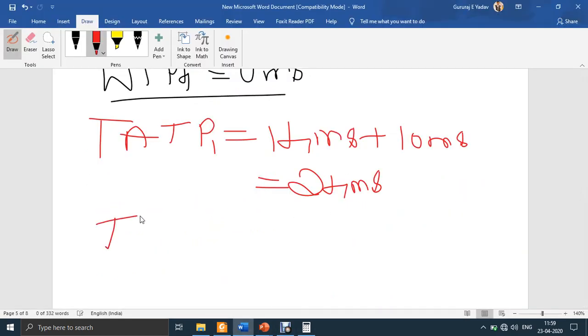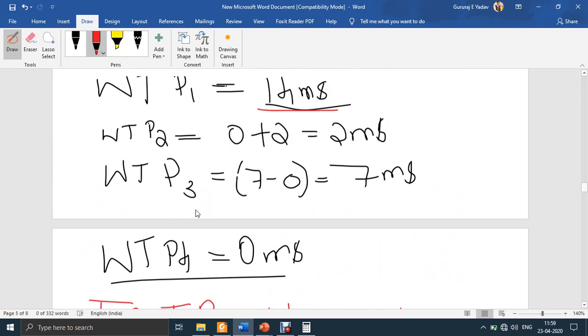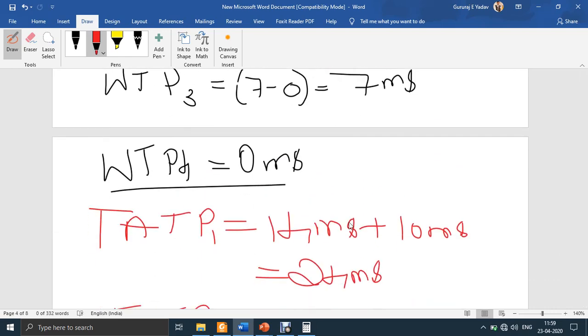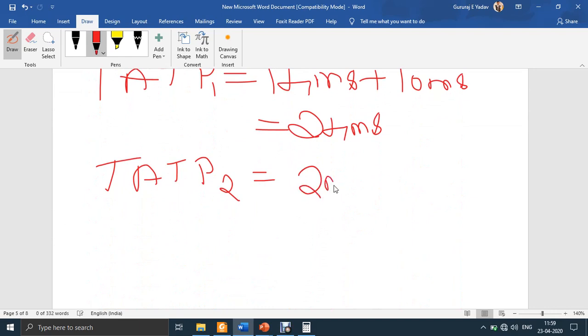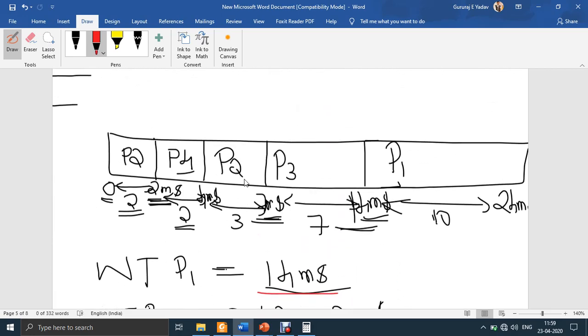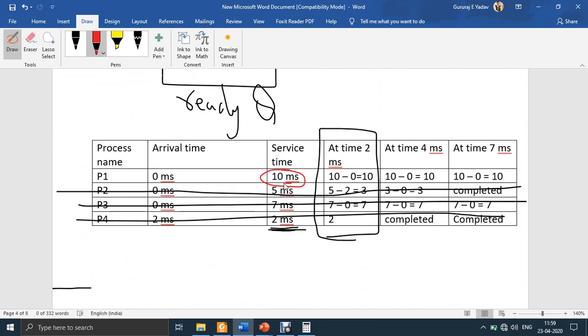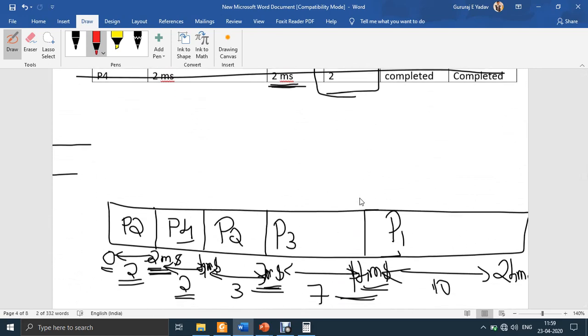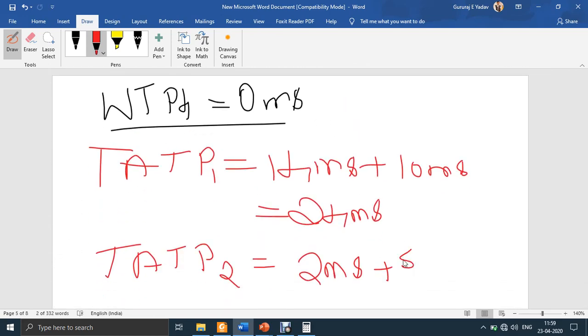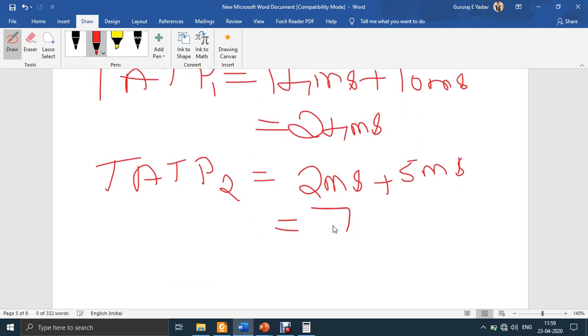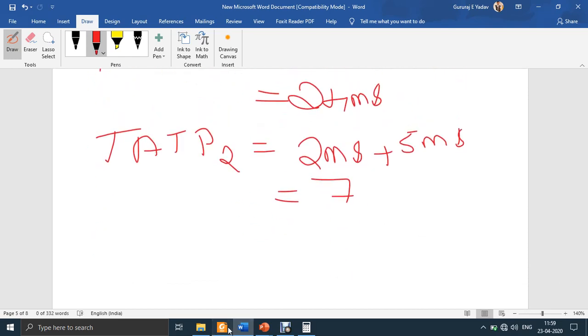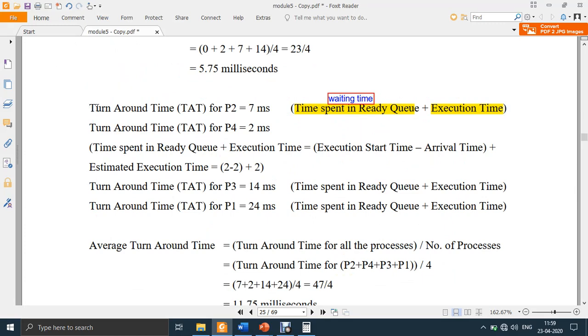Next, the turnaround time for P2. First it is the waiting time for P2, which is only 2 milliseconds, plus execution time, which is nothing but service time. The service time for P2 is 5 milliseconds. So it is 2 plus 5, equal to 7. You can cross verify that here. So TAT for P2 is 7.